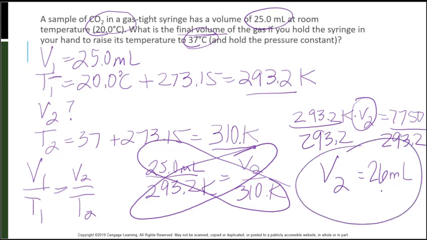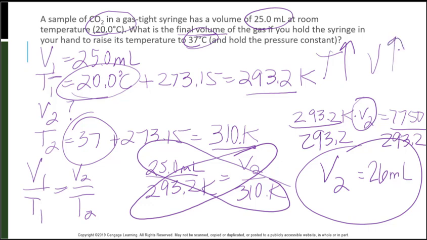Let's see if it makes sense. My temperature went from 20 degrees Celsius to 37 degrees Celsius. So my temperature increased. And according to Charles' law, if temperature increases, the volume should increase. Volume went from 25 milliliters to 26 milliliters. So the volume did increase.